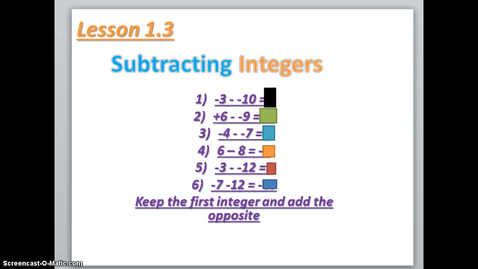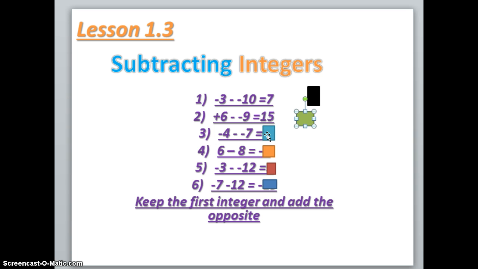So -3, and then minus, you're going to change the sign, and you're going to keep it like that, and minus a positive 7. And you should get an answer of 7. And then for example 2, we need plus 6 minus -9 should equal 15, because you had to change the 9 into plus, because you had to add the opposite.